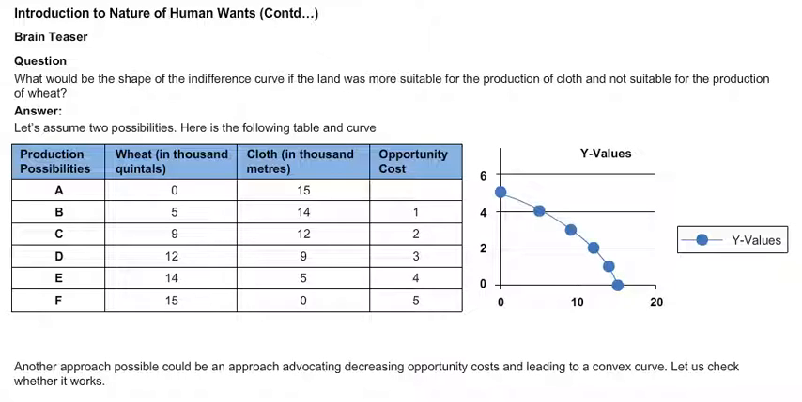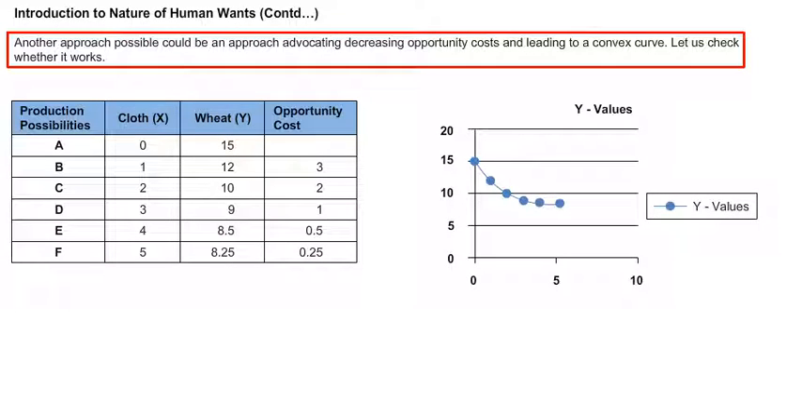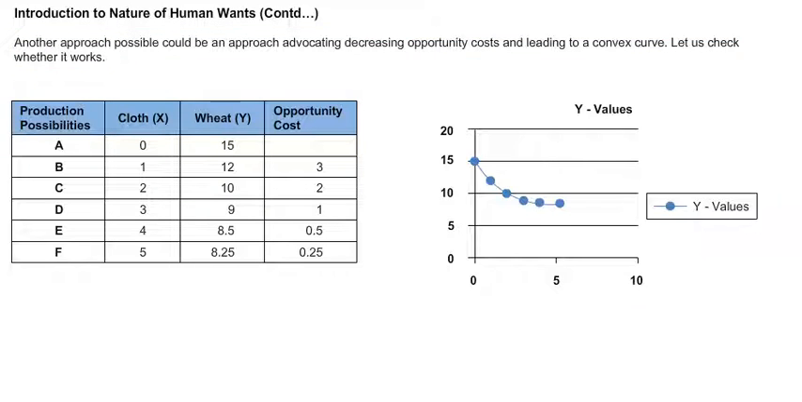Now there could be another possibility. Another approach could be where we are showing that the production of wheat is reducing at a reducing rate and production of cloth is increasing at a constant rate. Now is it possible? The answer is no, because in this case you can see that wheat production is reducing from 15, 12, 10, 9, 8.5, 8.25. See, the reduction is occurring at a decreasing rate.